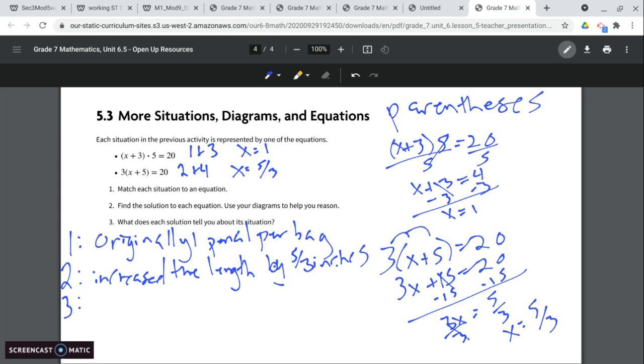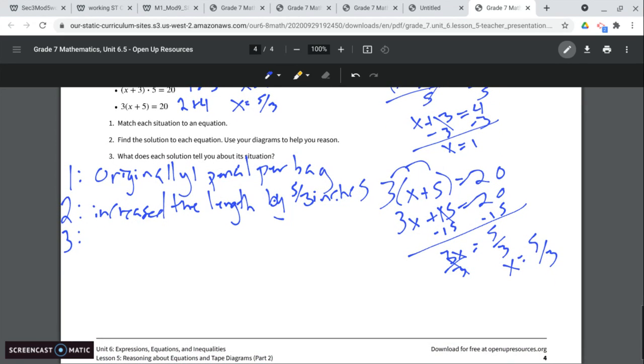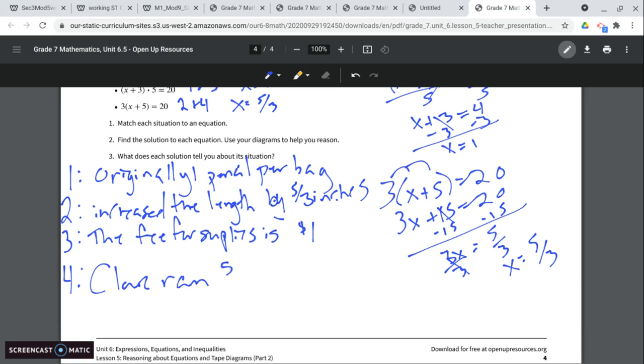For our third situation, this was the one with the fee for supplies. So the fee for supplies is $1. And last but not least, Claire running. So Claire ran 5/3 miles last week.